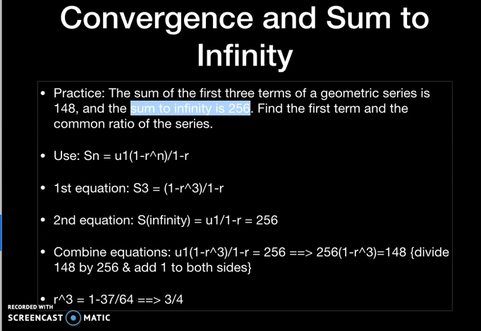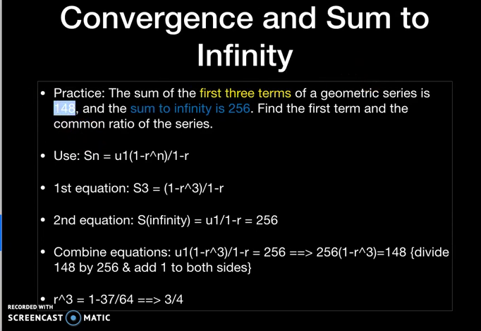So we don't know the numbers that made up the sum to infinity. We don't know the first term. We don't know the ratio yet. And those are major things that we need to know. However, we do know the sum to infinity, and we do know that the first three terms equal 148. Okay, so I'm going to highlight this.